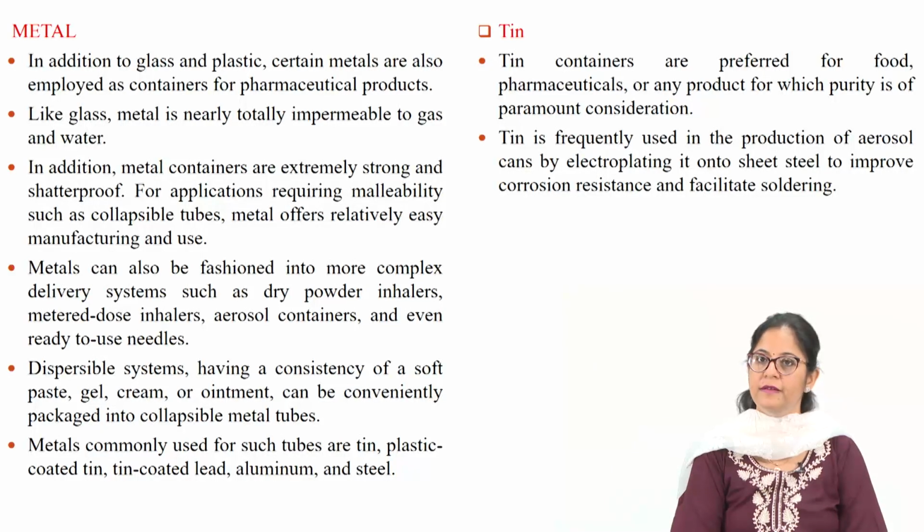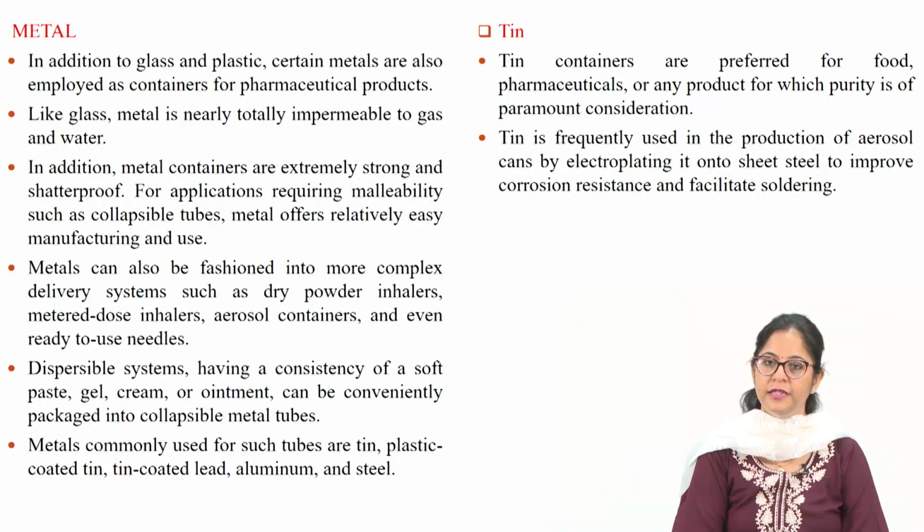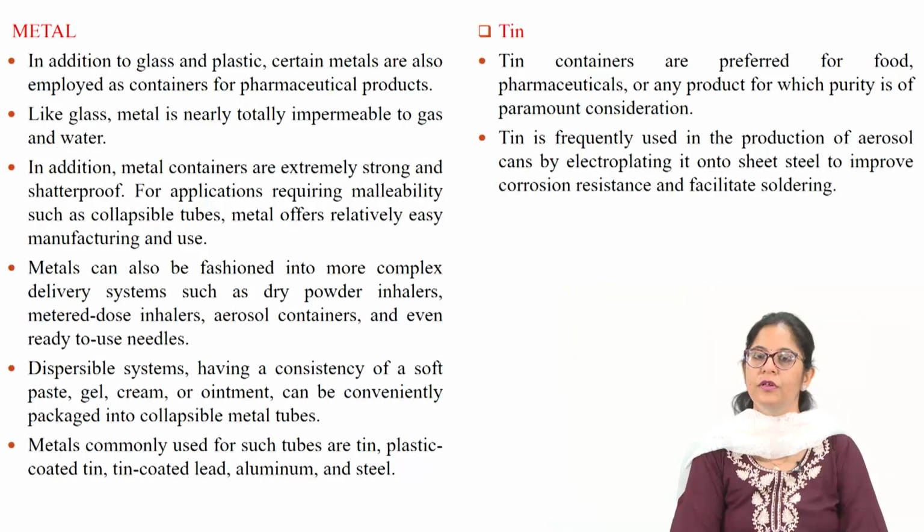The disposable systems have a consistency of a soft paste, gel, cream or ointment type and can be conveniently packaged into collapsible metal tubes. Metals commonly used for such tubes are tin, plastic coated tin, tin coated lead, aluminium or steel. So the first is tin.